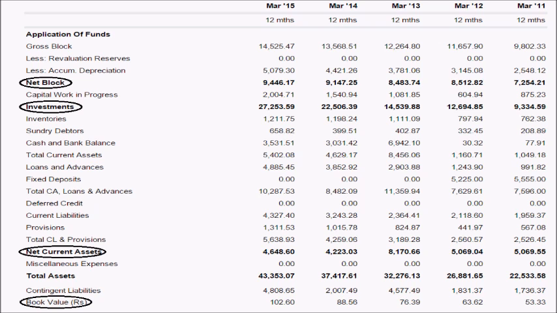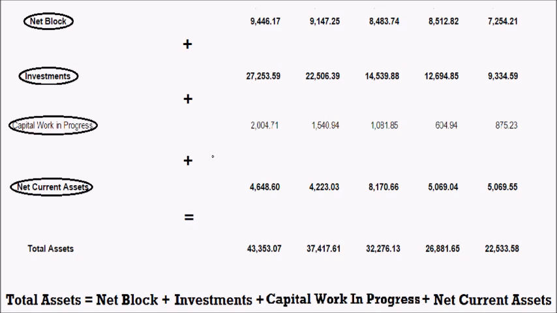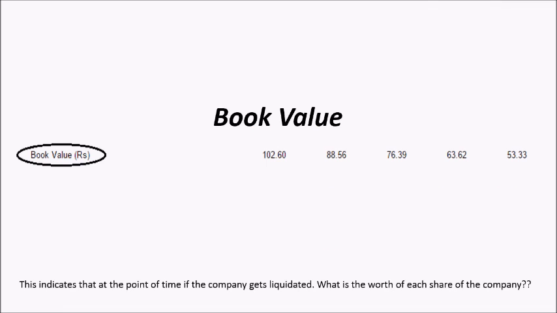And lastly under assets we have total assets. This includes sum of all net blocks, investment by the company, capital work in progress and then net current assets. Therefore total assets equals net blocks plus investment by the company plus capital work in progress plus net current assets. Lastly in the balance sheet we have what is known as book value. This is the most important item.